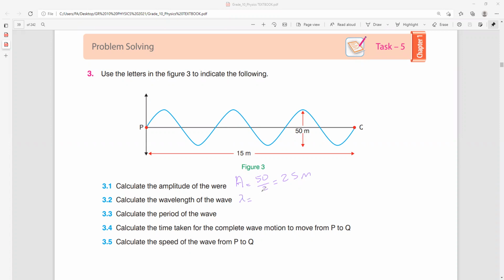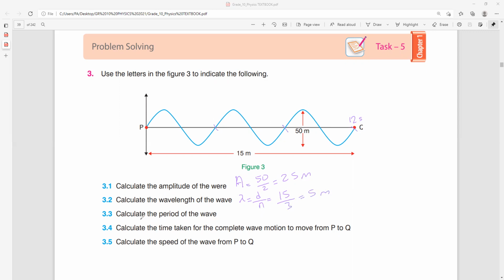Wavelength equals distance over number of waves. Distance means for all waves, what we have from P to Q. But time is not given, people. We are adding time here, 12 seconds. Otherwise, we cannot calculate the rest of the things. Distance is 15. And over, we have how many waves? Positive, negative, 1. Positive and negative, 2. Positive and negative, 3. So we have 3 waves. 15 over 3 equals 5 meters.